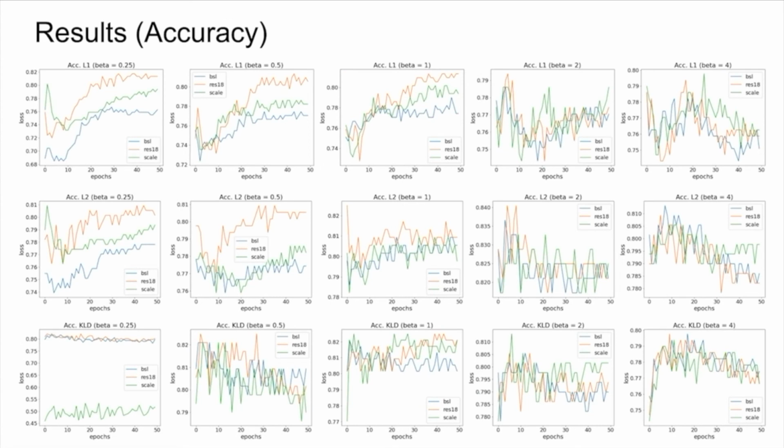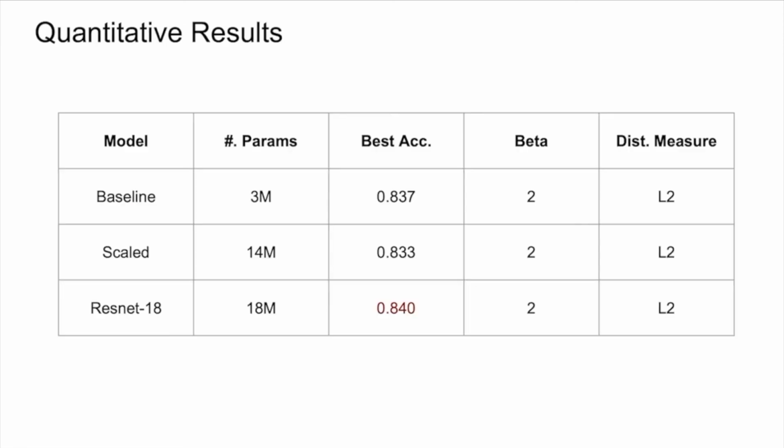Then we visualize the performance change of the three models on the scene change detection task based on 3 different distance measures. Generally speaking, the best performing distance metric is the L2 norm, with best accuracies larger than 0.8 for most of the hyperparameter settings. Here are some statistics for our experiments. The best accuracy is achieved by ResNet 18 with L2 distance at beta equals 2.